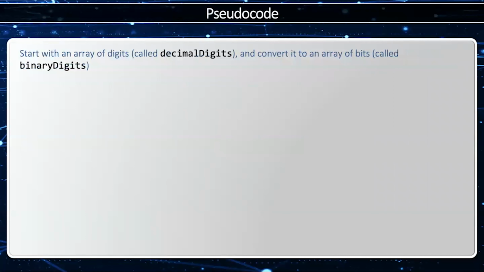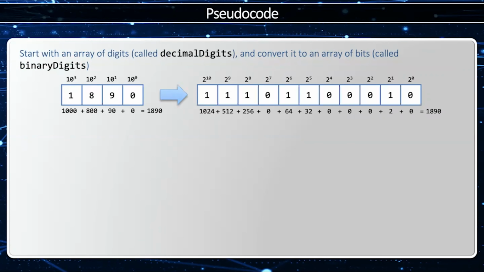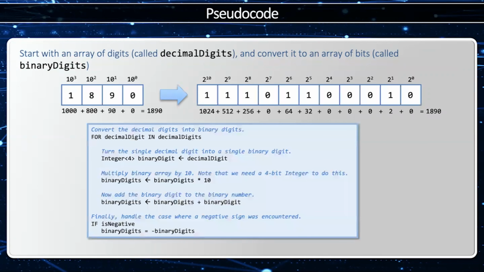So let's start with our pseudocode. We're going to start with an array of digits called decimal digits, and we're going to convert it to an array of bits called binary digits. And we want to take this array of decimal digits, we have 4 of them, 1, 8, 9, 0, and we'd like to convert it into an array of binary bits, 1, 1, 1, 0, 1, 1, 0, 0, 0, 1, 0. And both of these equal the same value, which is 1890. Let's take a look at how this works.